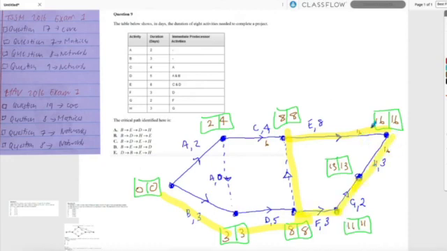Yep. Both of these paths are critical because 16 is the minimum completion time. Earliest start time for E is 8 going this way because we've got that dummy from D. So, what is the answer? The critical path identified here is, well, we've got 2.